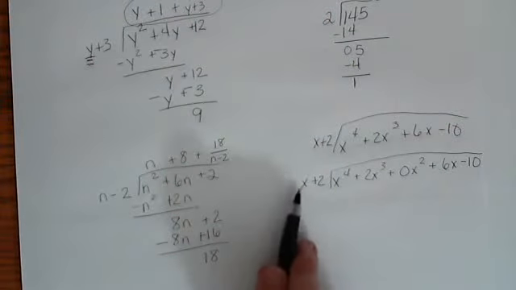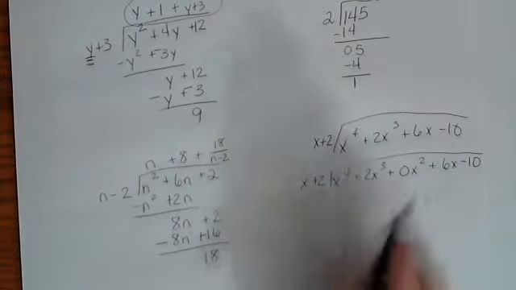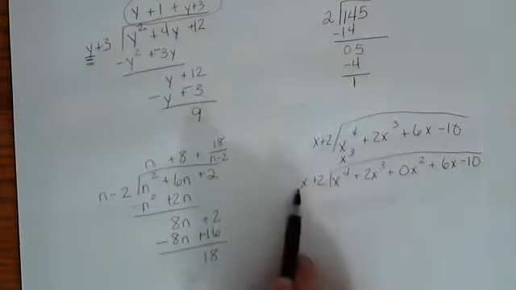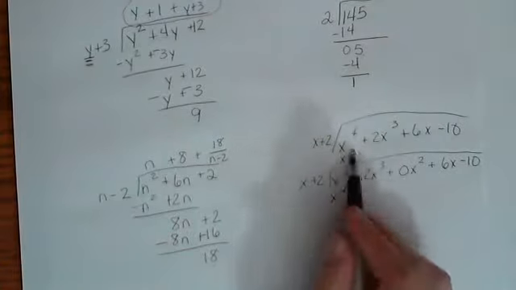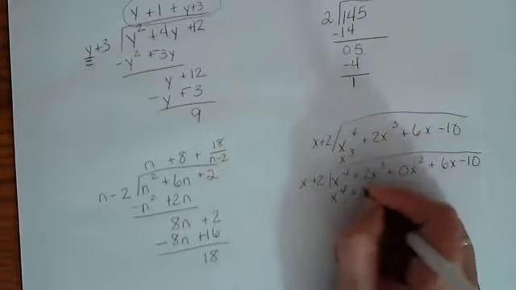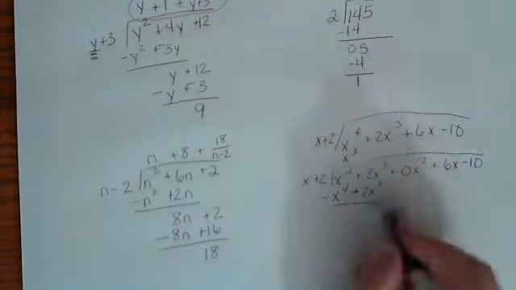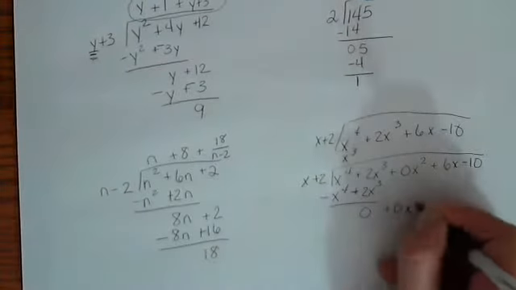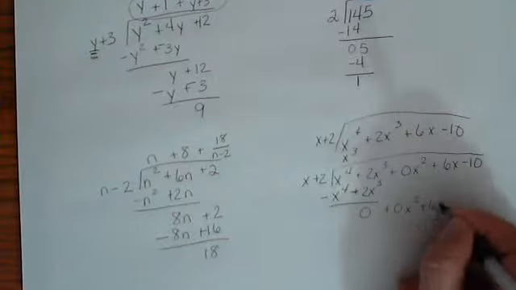How many times does the x, not x plus 2, but just the x, how many times does x divide into x to the 4th? I hope you said x cubed, right? X cubed times x will be x to the 4th. X cubed times 2 is 2x cubed. Subtract those off and you get 0. Okay. Then we're going to bring down our 0x squared. And in this case, we can actually bring down our plus 6x as well.